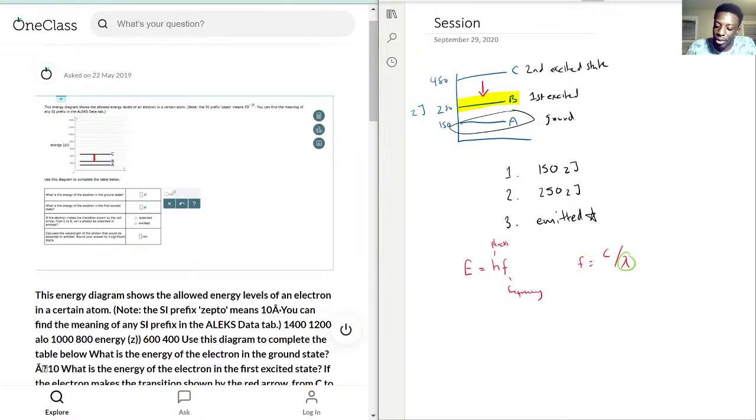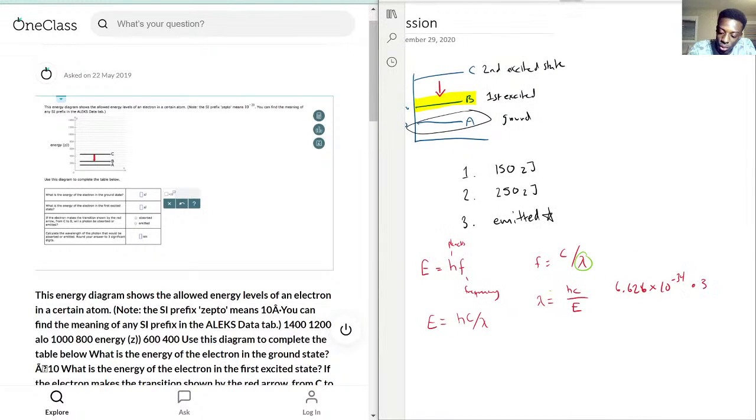Let's do a little bit of modifying here, because in a sense we have energy is equal to hc over wavelength. Knowing that, we really just have wavelength is equal to hc over energy. So let's just plug in what we have. We know Planck's constant is quite a big number: 6.626 times 10 to the negative 34. And we know the speed of light is 3 times 10 to the 8th.